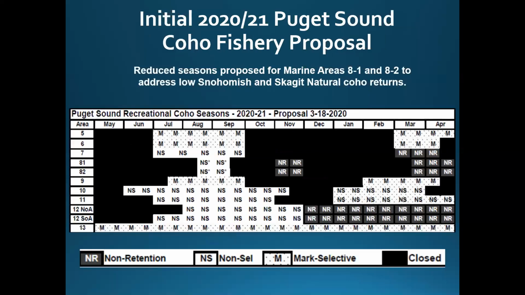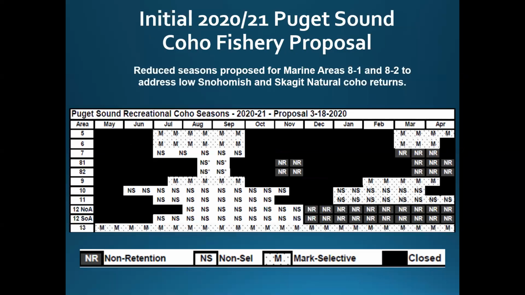Coho, and I'm sorry I jumped around with species here. Coho, you'll see in marine areas 8.1 and 8.2 on the table currently, the proposal to the tribes is a shoreline only fishery for basically mid-August to mid-September.